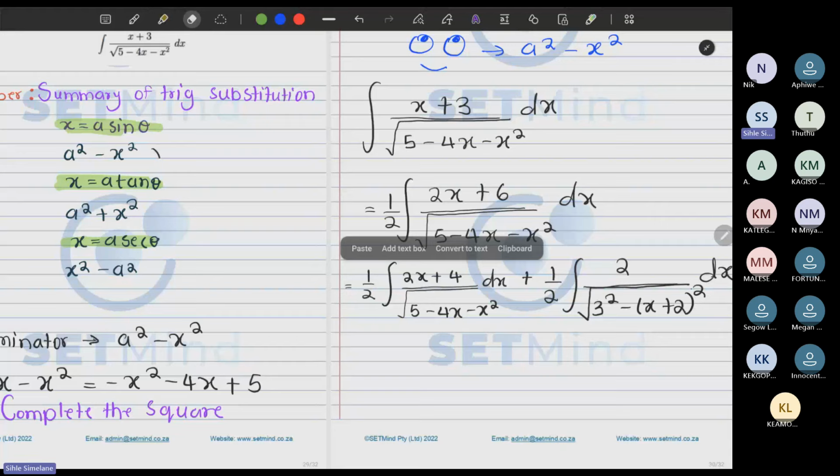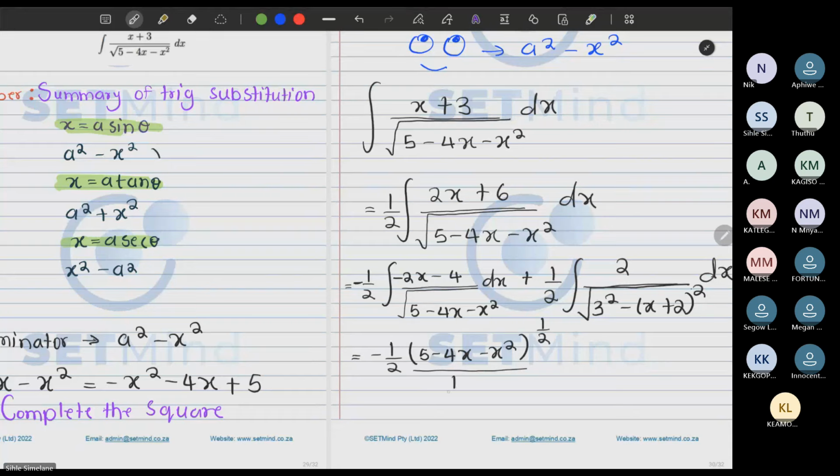So the first part, when I do the integration, will just be 5 minus 4x minus x squared. I will just add the 1, which will make it 1 over 2, and then I just need to divide by 1 over 2. And then the other part, I need to do my substitution for this one, which I'm going to deal with on the next page.